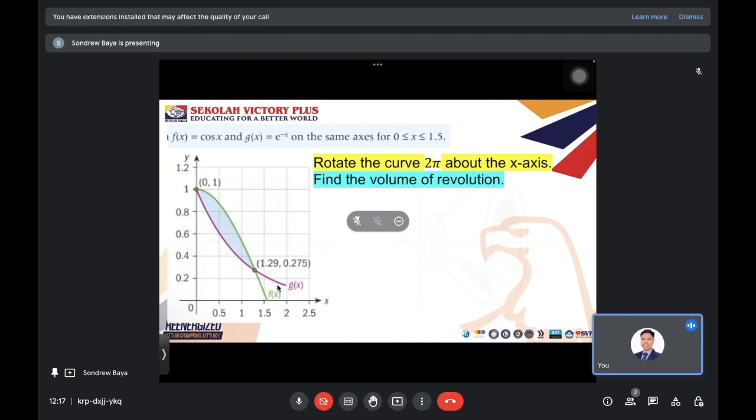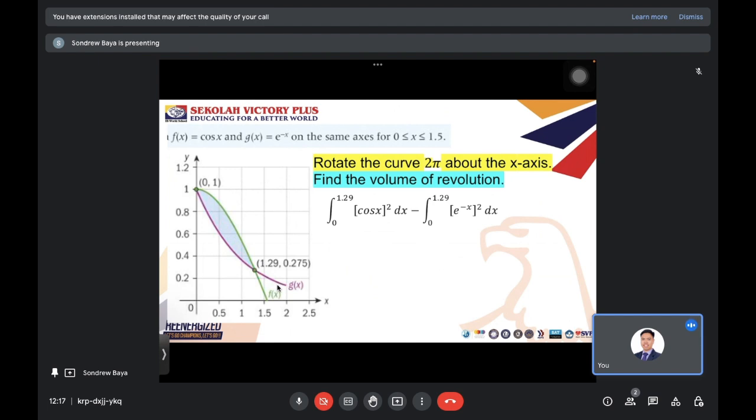Okay? So recall, this is what we did last week. The area will just be equal to the integral of the upper curve from 0 to 1.29 minus the integral of the area of the region under the lower curve from 0 to 1.29 dx.